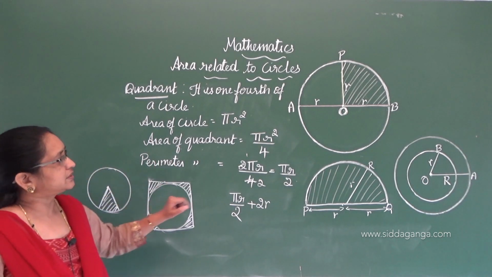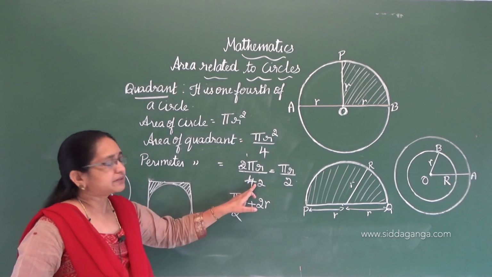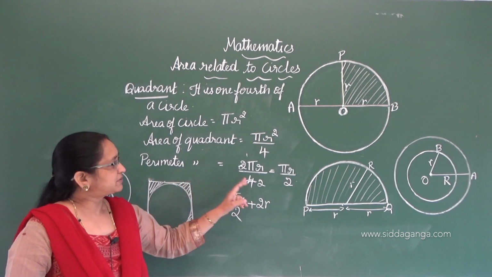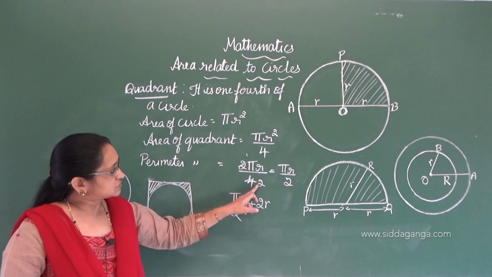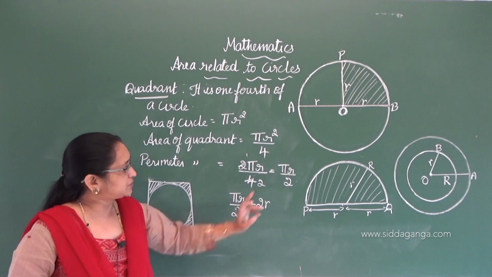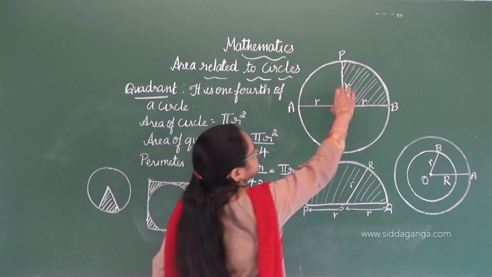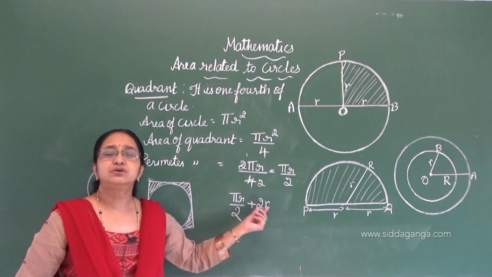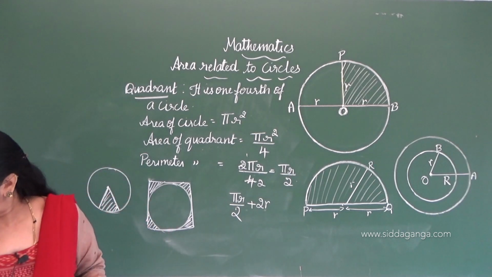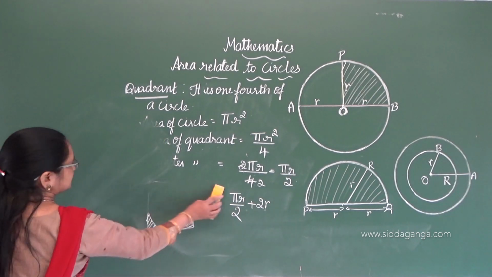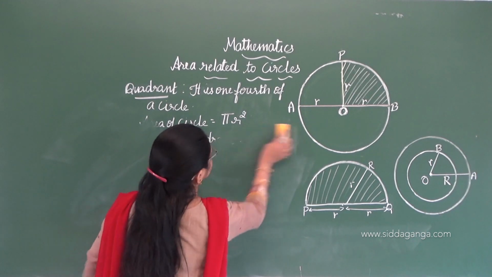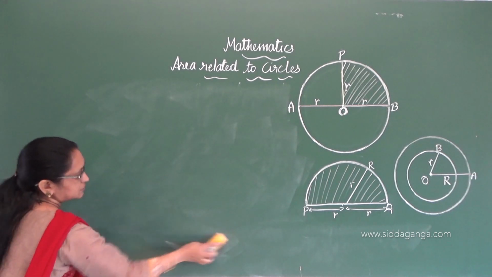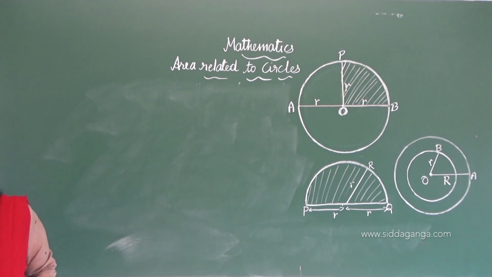Then the perimeter of a quadrant, you all know, is 2 pi r divided by 4. We know the perimeter of a circle is 2 pi r, divided by 4, 2 ones are 2, twos are 4, so we will get pi r by 2. Suppose we are including these two radii, then you have to add 2r, or d also you can add. Okay. Now let us see one more concept, you might have observed another figure here.